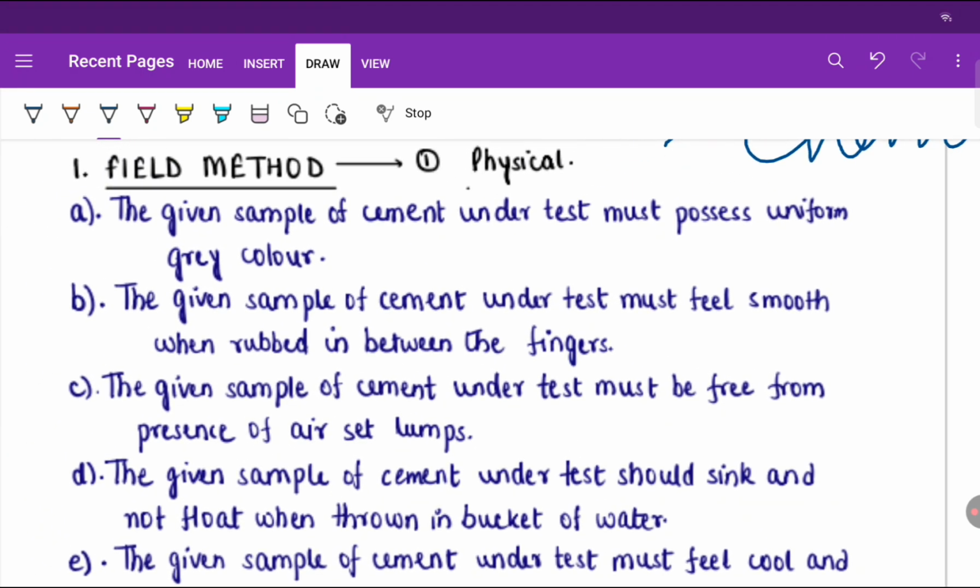First of all, the given sample of cement under test must possess a uniform gray color. The second one is the given sample of cement under test must feel smooth when rubbed between the fingers. The cement should feel smooth when rubbed between fingers.